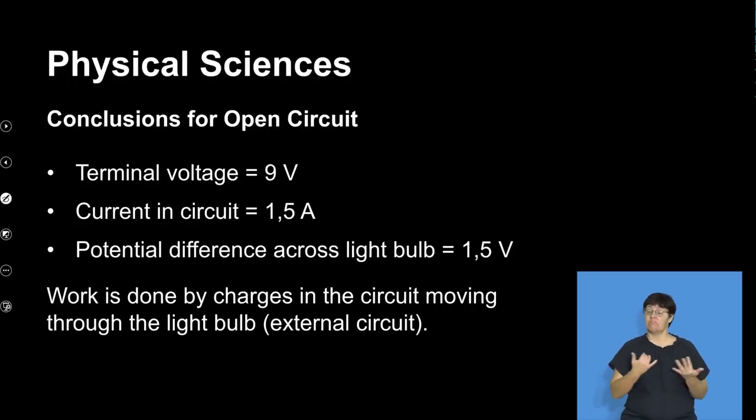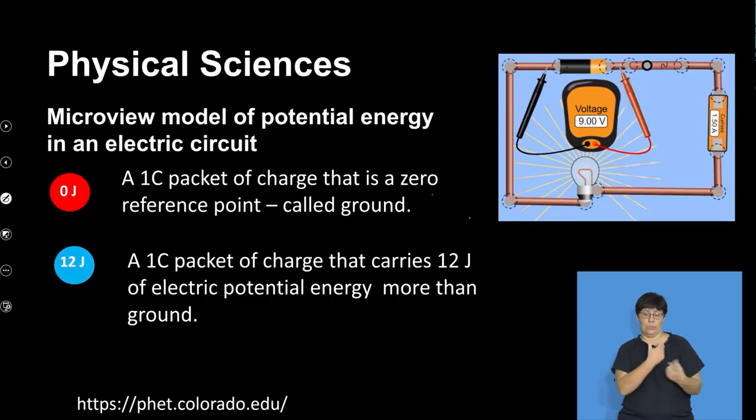We're saying there is work done by the charges in the circuit in moving through the light bulb in the external circuit, while when the switch was open, work was not done. So now the difference is that work is done. Then let's look at the micro view, which explains the science behind these observations.